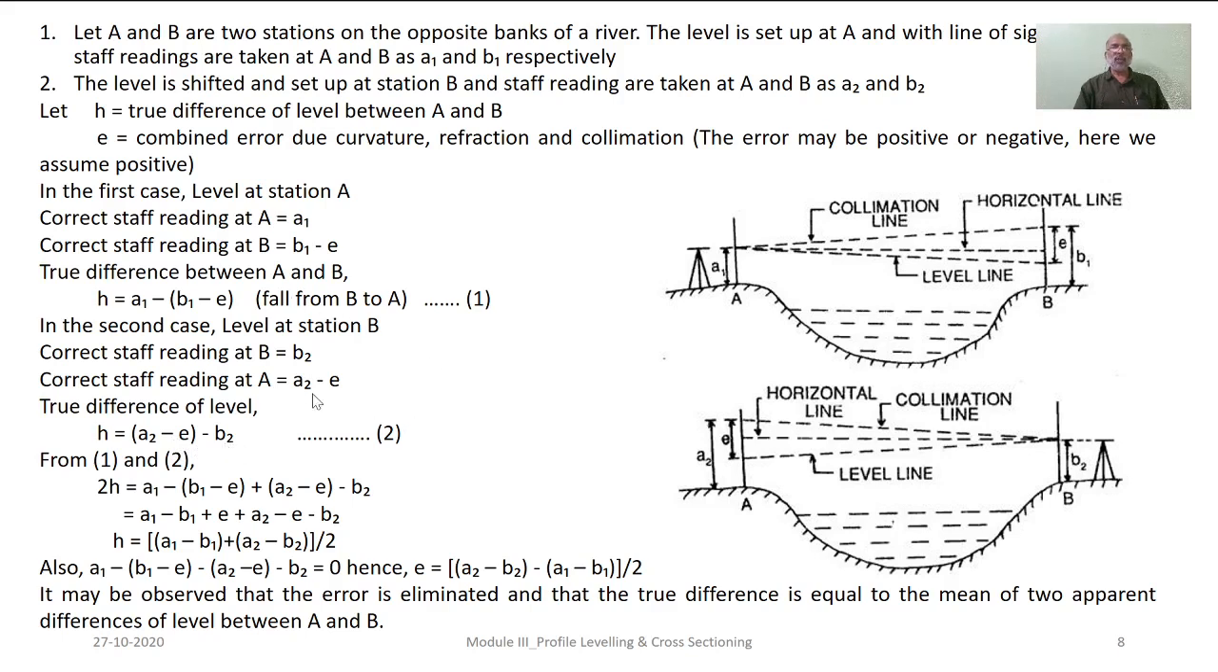So, as we make use of these two expressions, as we sum this, H can be determined as A1 minus B1 plus A2 minus B2, divided by 2. So, here it tells us that the true difference in elevation can be determined by working out the mean of two apparent differences that are observed between A and B.